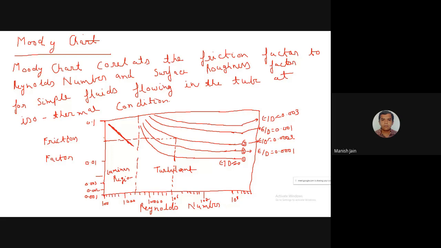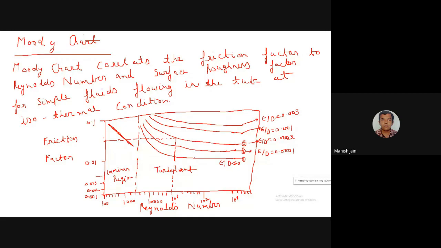Okay, in the numericals, even in the exam, I will give you the Moody's chart with the question paper, and you have to calculate the friction factor yourself by using the Moody's chart. Okay, so you should know how to calculate the friction factor by using the Moody's chart.